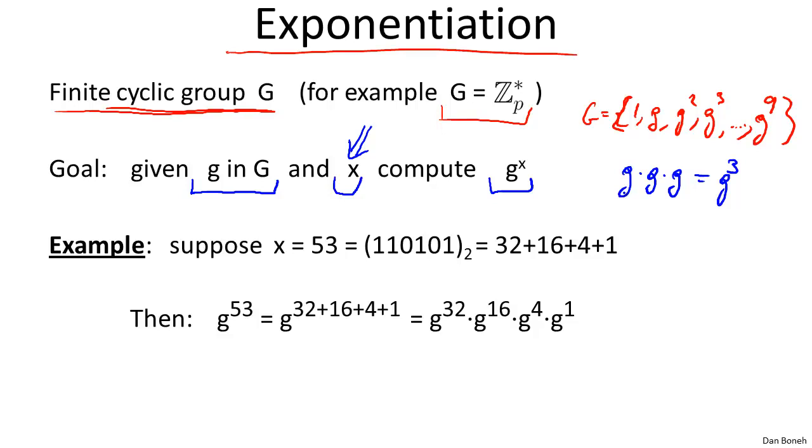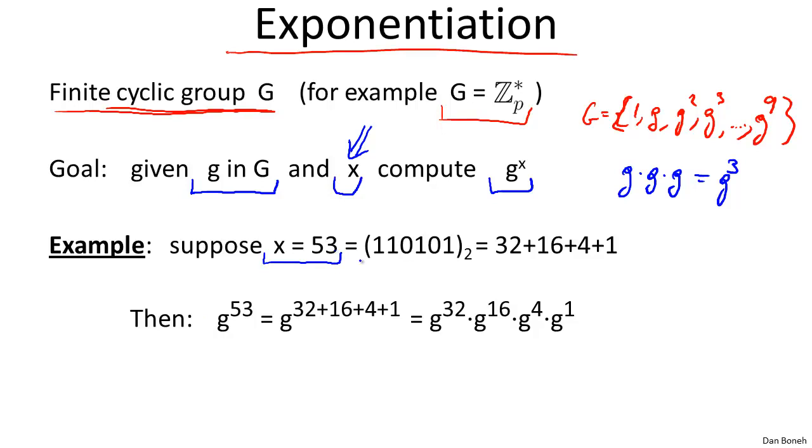So the question is whether, even though x is enormous, we can still compute g to the x relatively fast. And the answer is yes. The algorithm that does that is called the repeated squaring algorithm. Let me show you how repeated squaring works. Let's take as an example 53. Naively, you would have to do 53 multiplications of g by g by g until you get g to the 53, but I want to show you how you can do it very quickly.